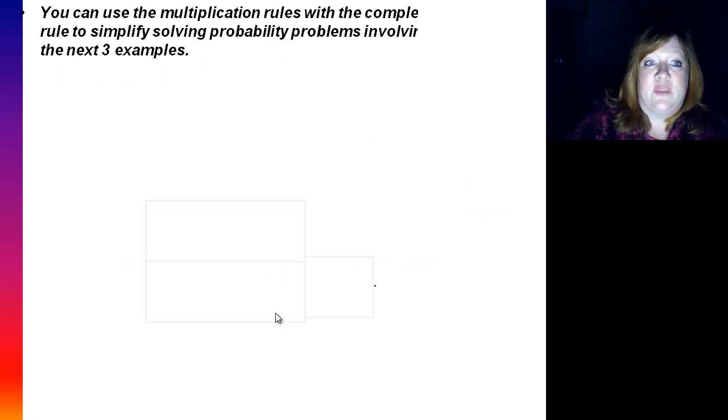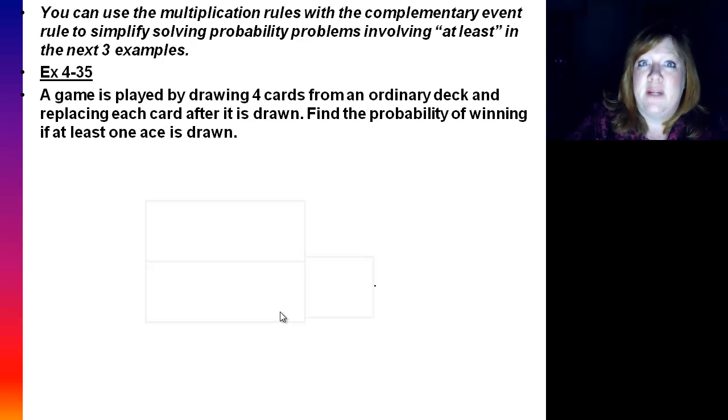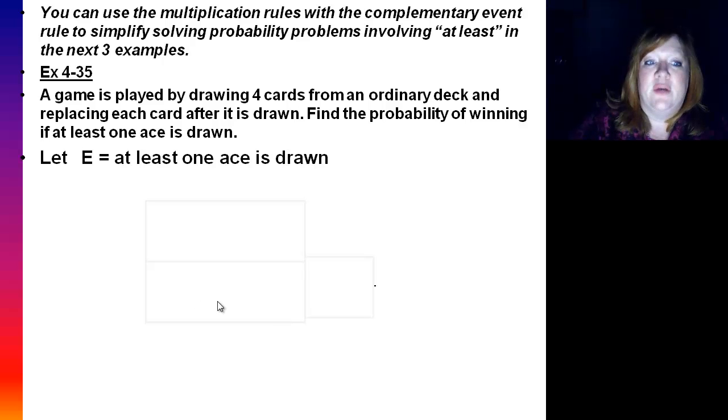And let's see how this works. You can use this multiplication rule. Here's the first one we have. A game is played by drawing 4 cards from an ordinary deck, replacing each card after it's drawn. Find the probability of winning if at least one ace is drawn. So what we're going to do is say no aces are drawn. E is our event, at least one ace is drawn. The complement of E is going to be no aces are drawn.